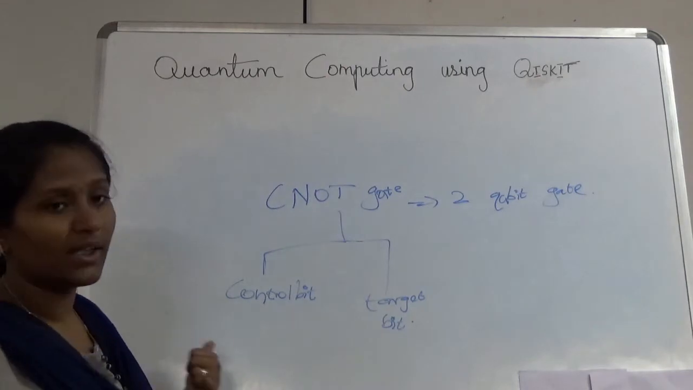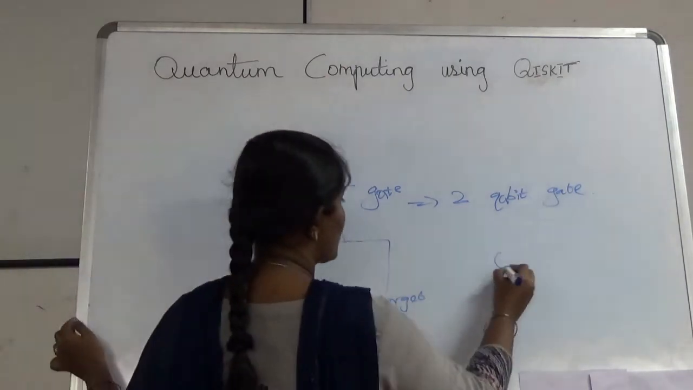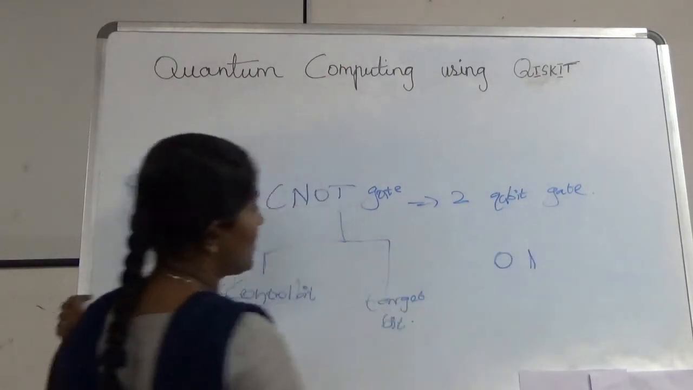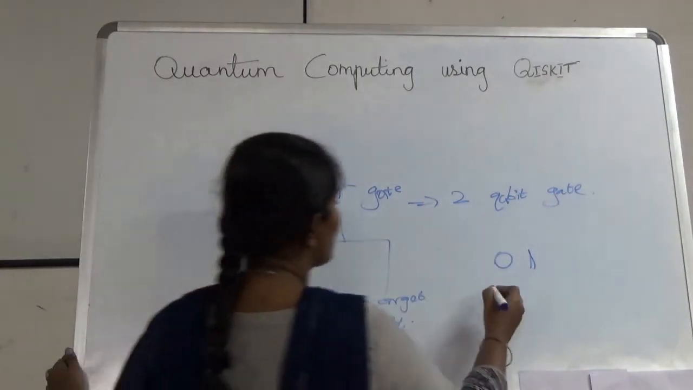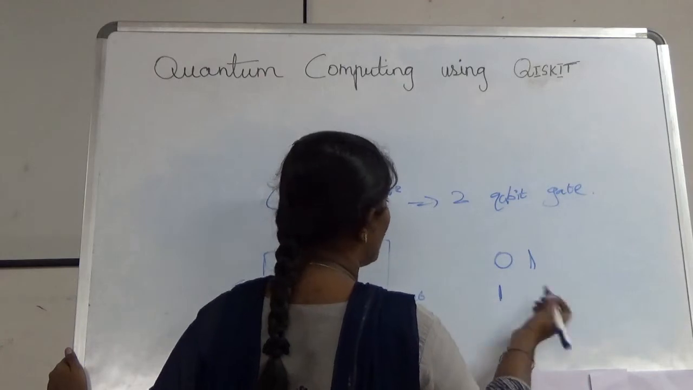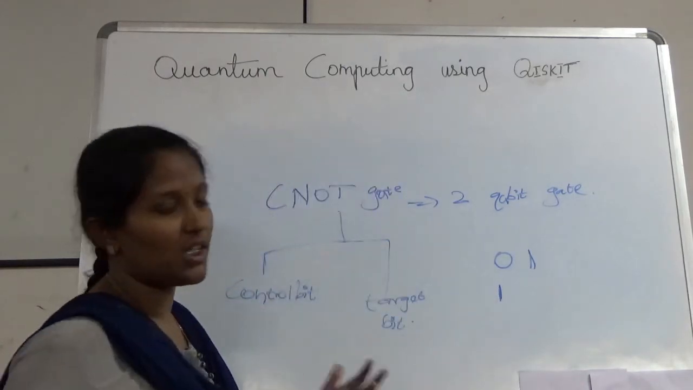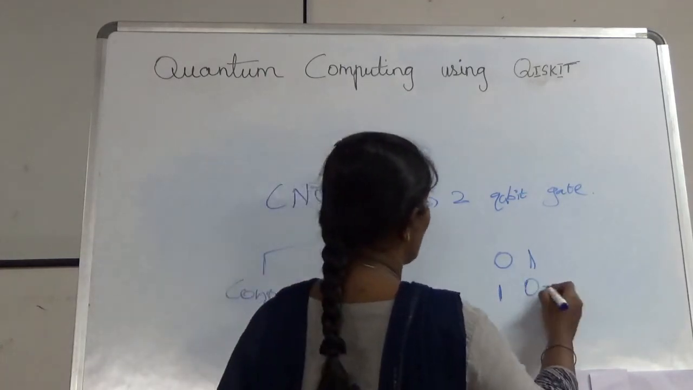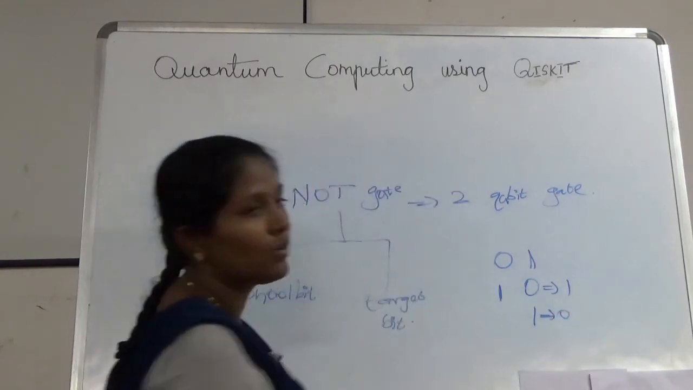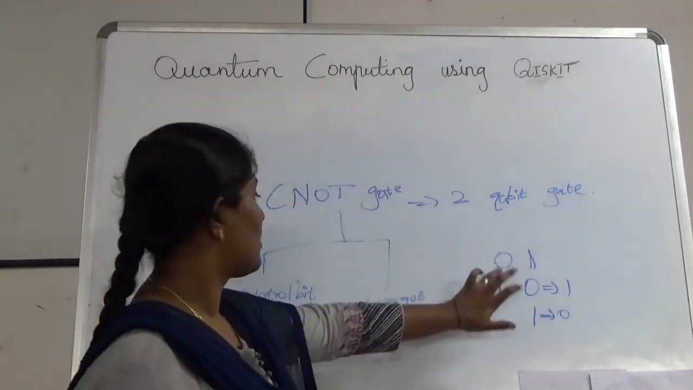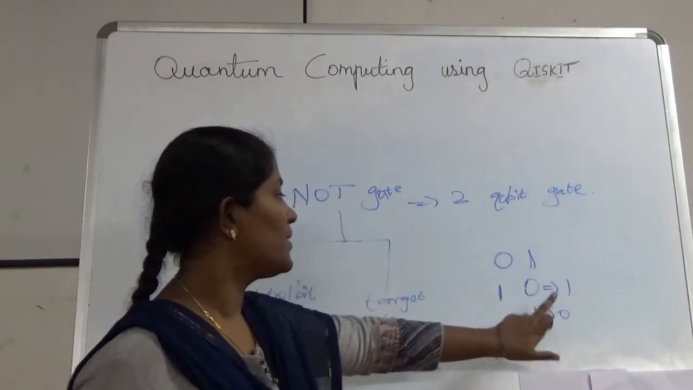The function of C naught is, if the control bit is 0, the target bit remains the same. There will be no changes in the target bit. If the control bit is 1, the target bit will change. If the target bit is 0, it will go to 1, and if the target bit is 1, it will go to 0. So based on the control bit, the target bit will be changed.